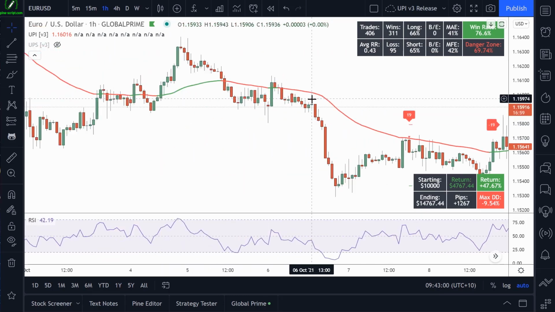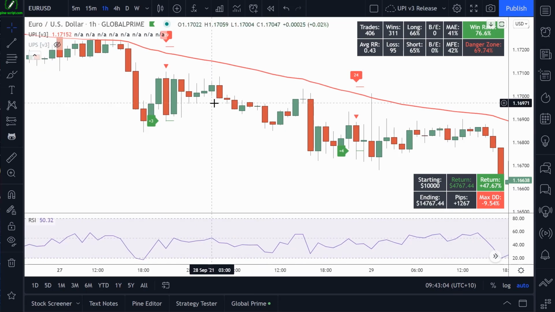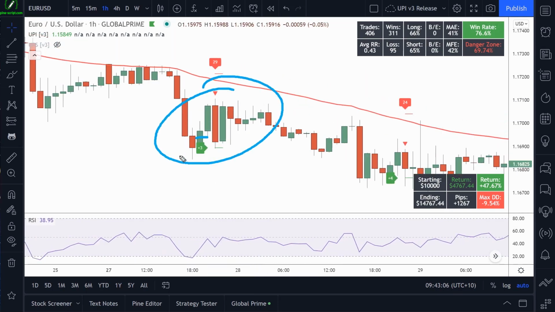Now, one problem with this approach is that the script does not discriminate between pullback origins. You can see that this setup here has a 3 pip target and a 29 pip stop. Personally, I'm not a fan of inverse risk reward profiles.